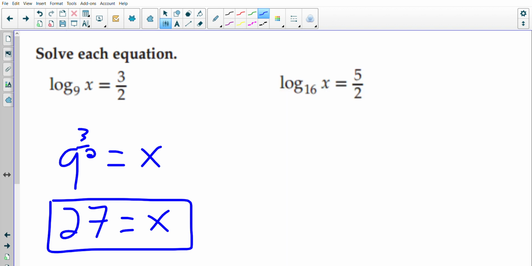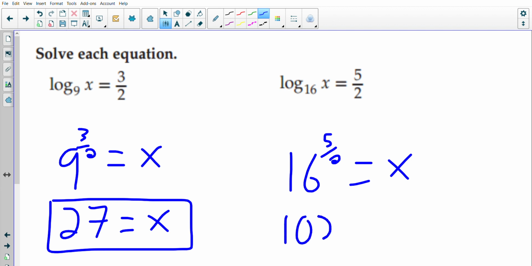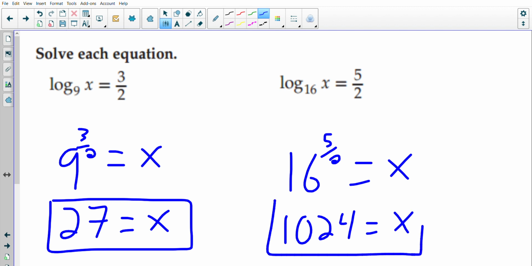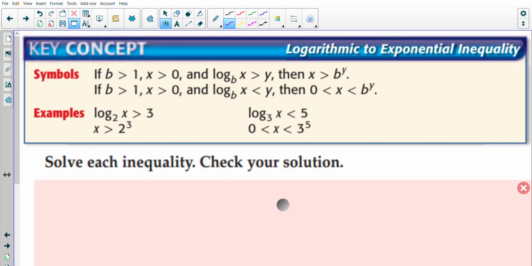So log base 16 of x is equal to 5 over 2. So again, I'm just going to rewrite it. So 16 to the 5 over 2 is equal to x. Just plug it into your calculator, and you end up getting 1024 is equal to x. Okay, so again, it comes down to properties. Follow that illustration.